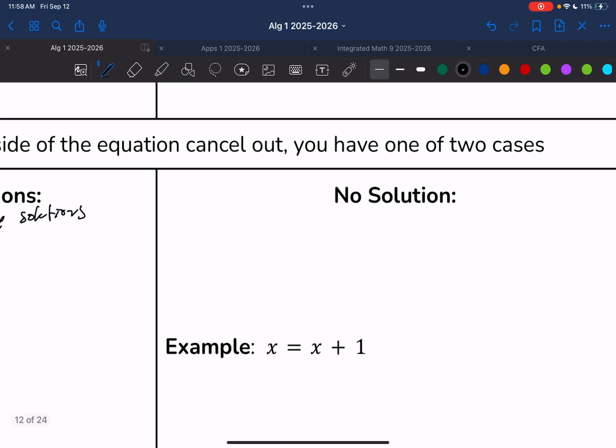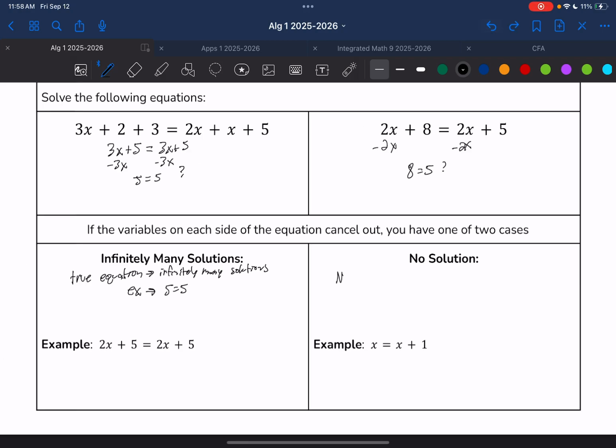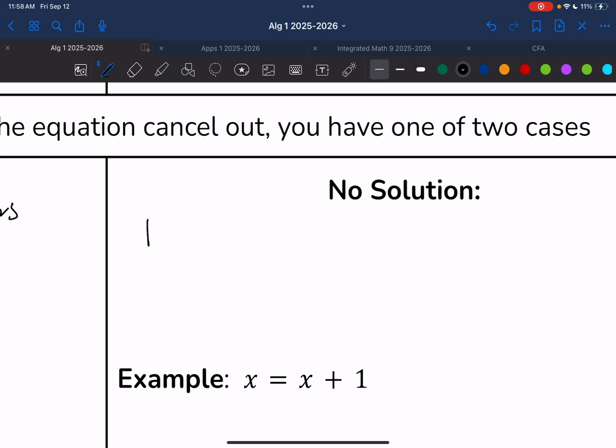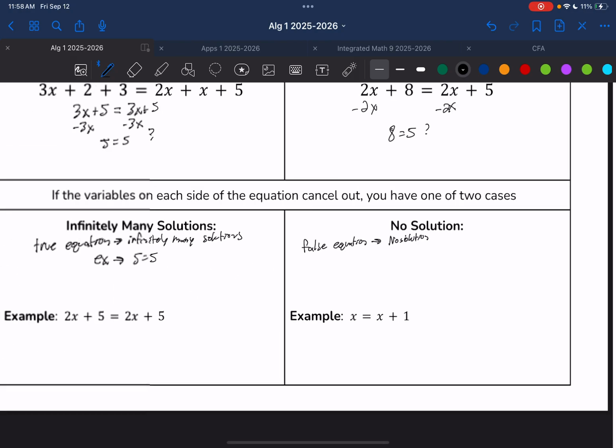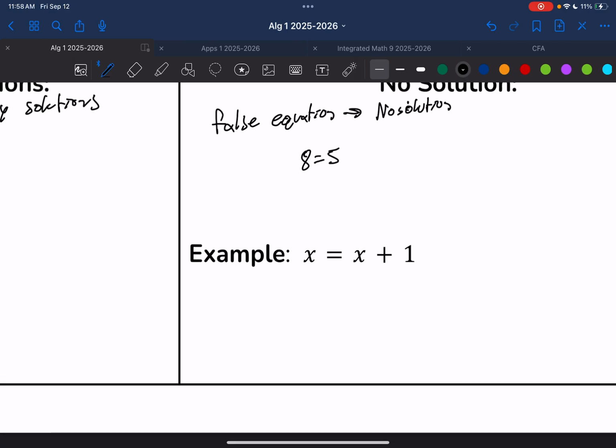If the resulting equation is untrue, if we get a false equation, one where the two sides are not actually equal, then we know that it is no solution. So in this case, we see that we subtracted 2x from either side, and we got 8 equals 5. No matter what x is equal to, 8 is never going to equal 5. So this is no solution.